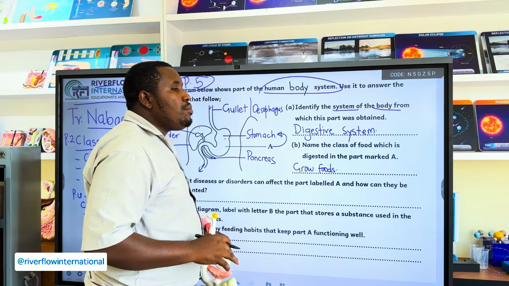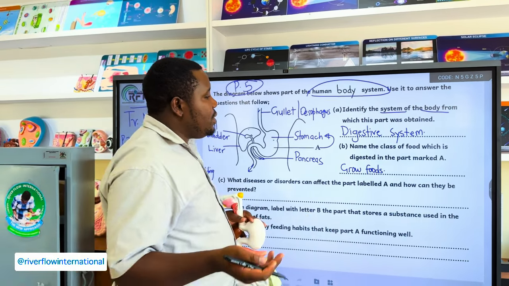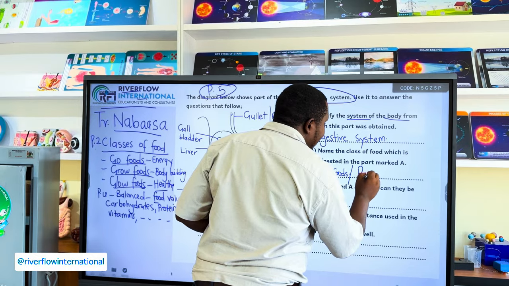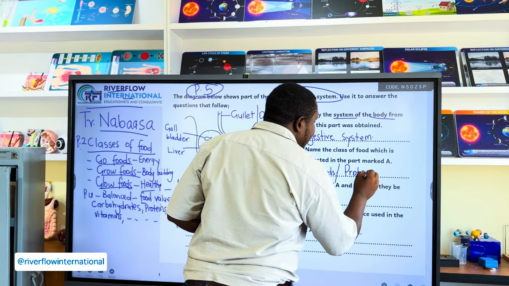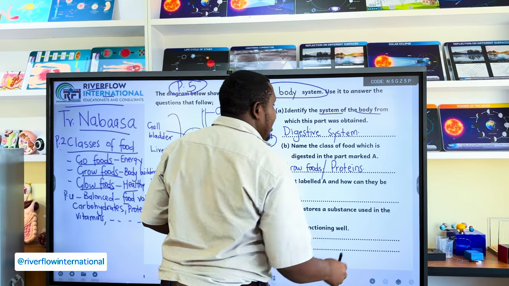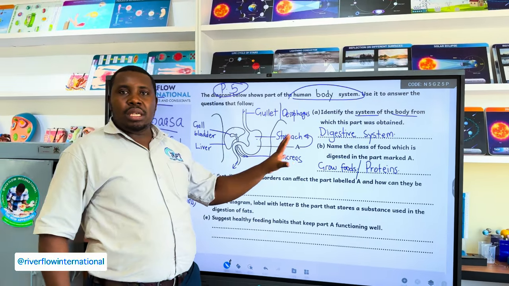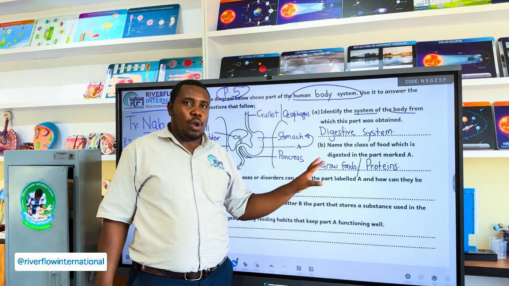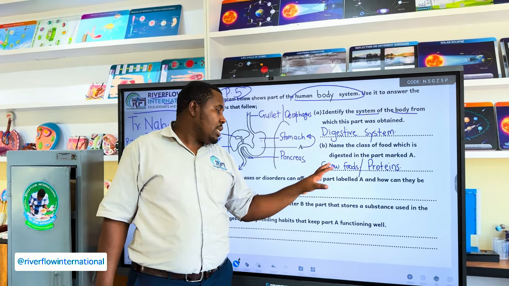Because they have asked for a class of foods. But when I discussed with my friends, they said it is okay that even if the child says proteins, they are good. So these are the two options we are picking for it. You can also drop your opinion in the comment section.